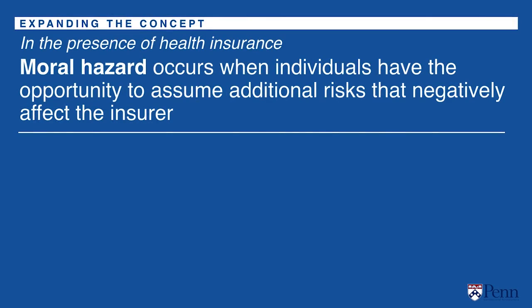Moral hazard reflects the notion that under certain circumstances, individuals will alter their behavior and take more risk. The specific circumstances we will discuss in this segment is the presence of insurance. Moral hazard occurs when individuals have the opportunity to assume additional risks that negatively affects the insurer. The decision is based not on what is considered right, but on what provides the highest level of benefit, hence the reference to morality. So what is the solution to the moral hazard problem?